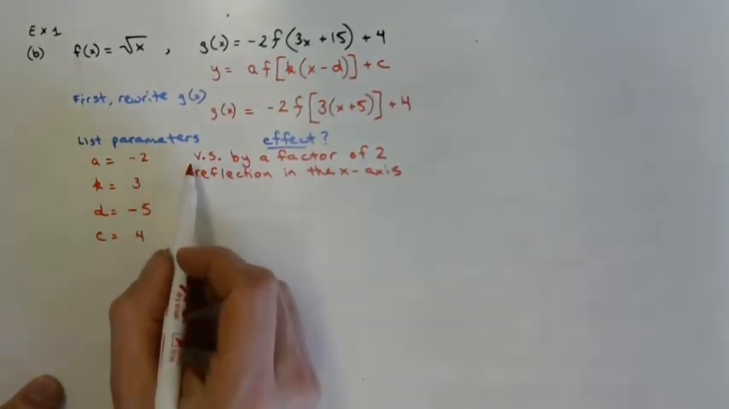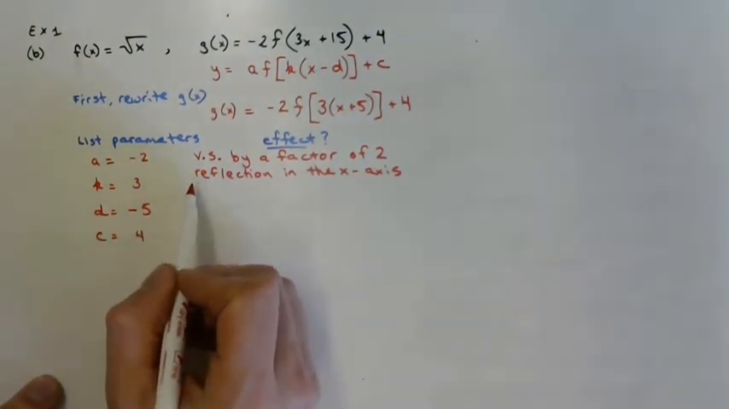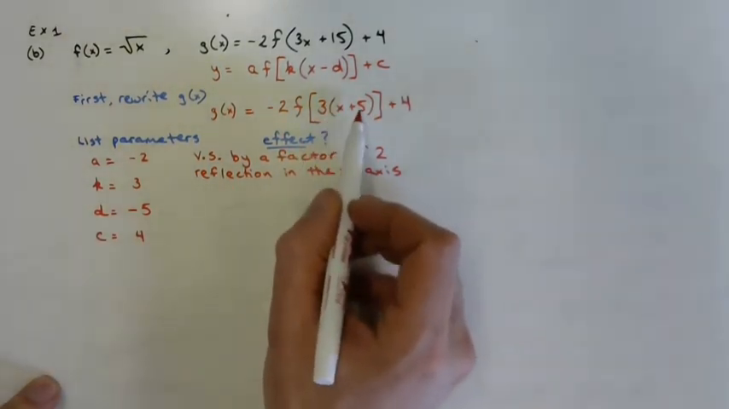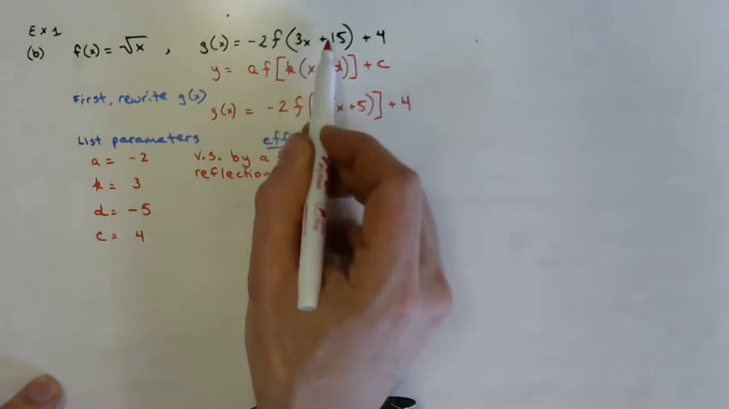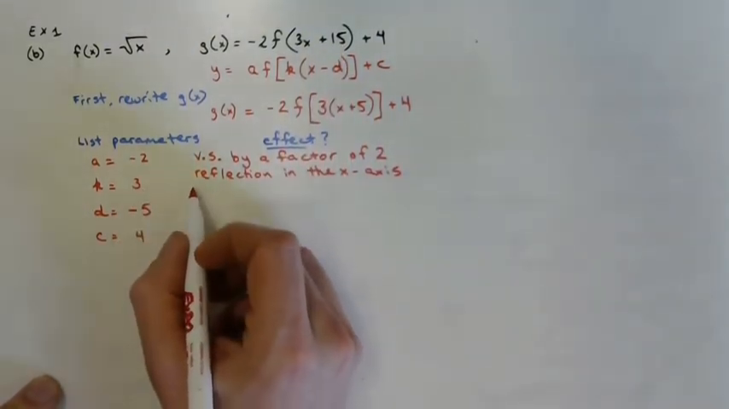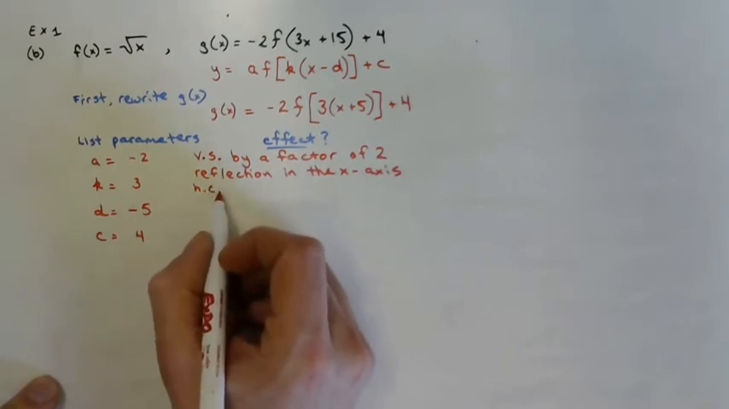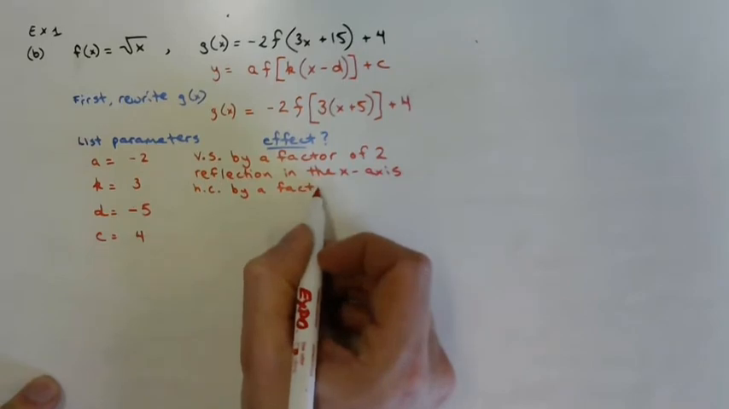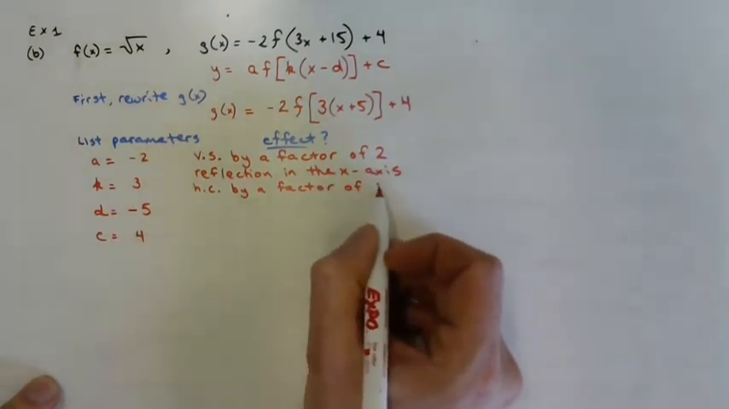Where do you get that? I rewrote it, factored out the 3 out of both terms. Okay, factoring. K is 3, so what does that cause? It's a horizontal compression by a factor of 1/3.